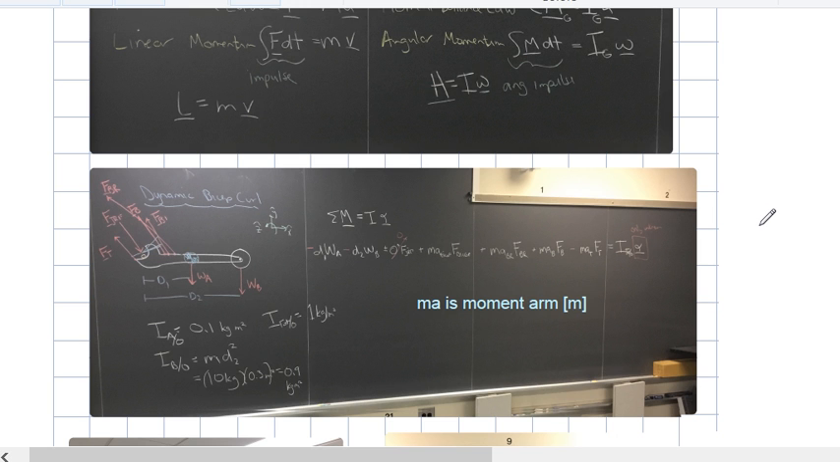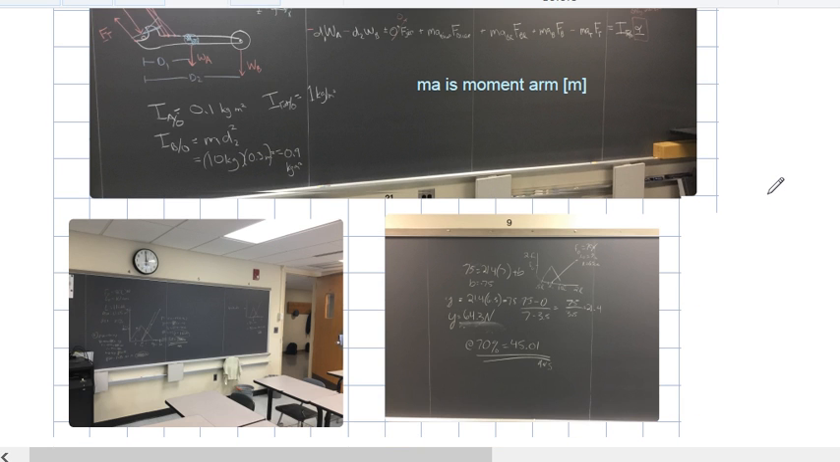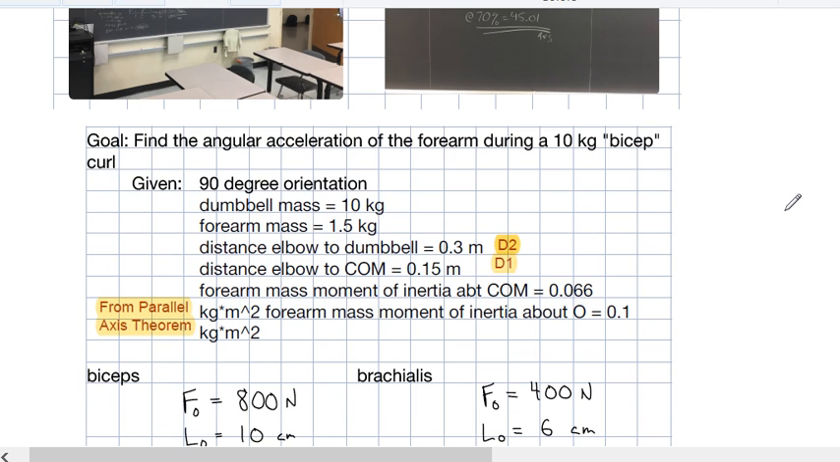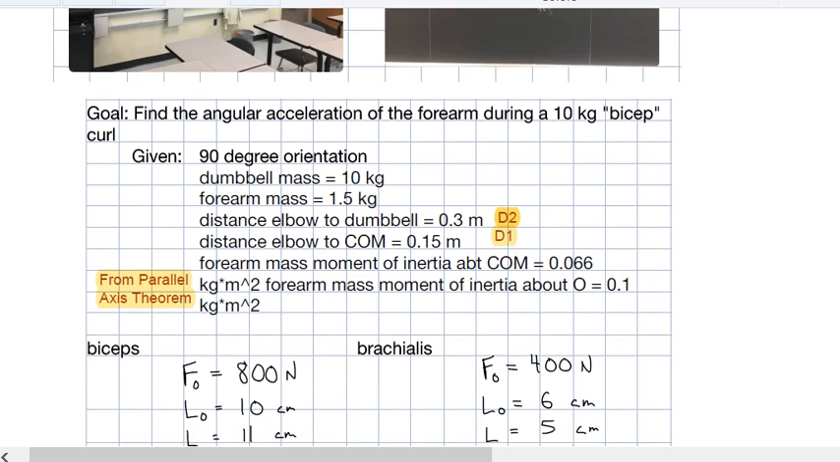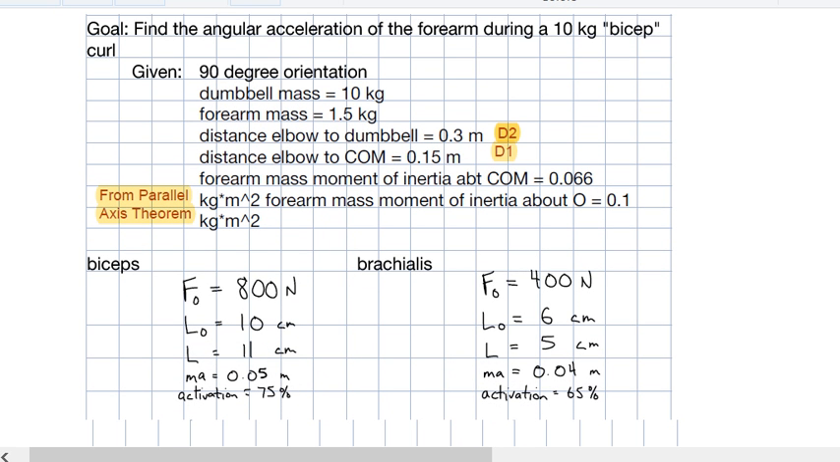This board shows a more complicated example with multiple muscles acting at the elbow. These boards show the relationship between muscle force and muscle length. We'll look at some more details of this for the muscles in our example. Our problem is to find the angular acceleration of the forearm given these quantities. In this case, the arm is horizontal, that is 90 degrees orientation.